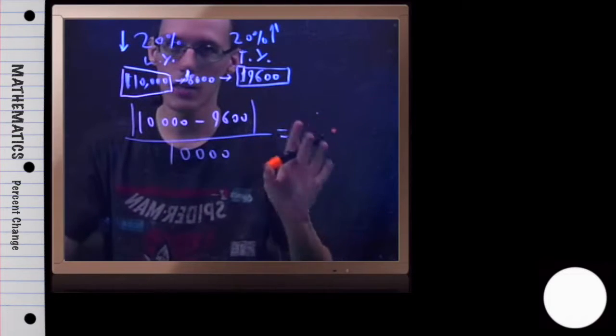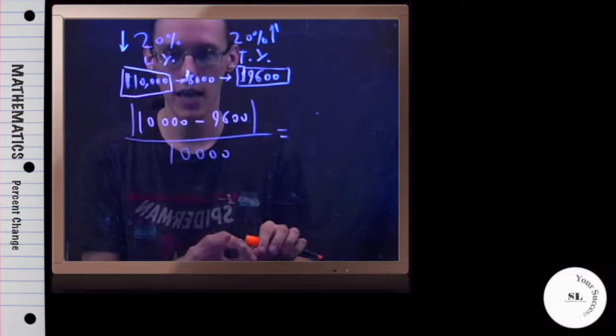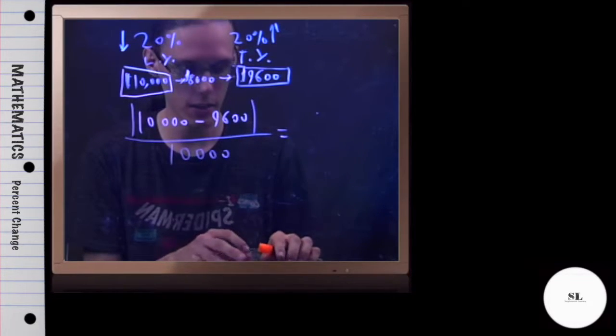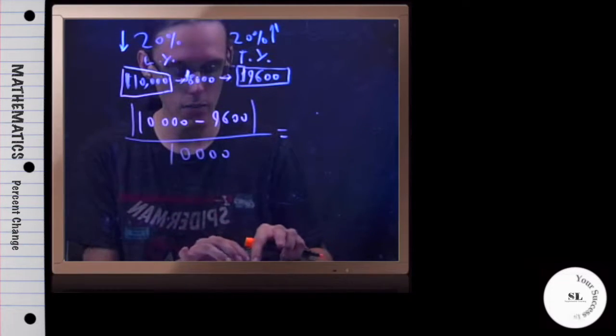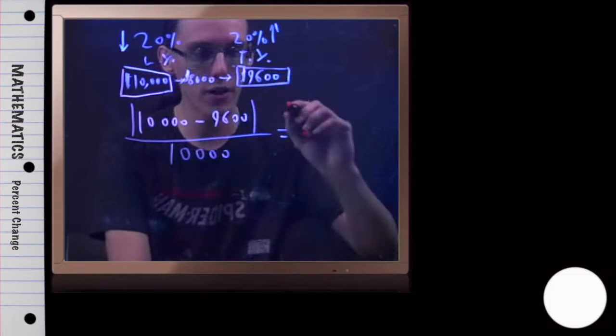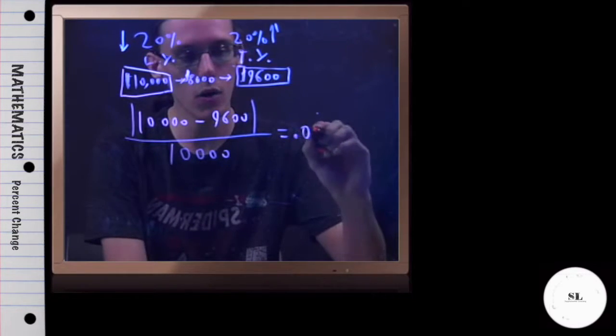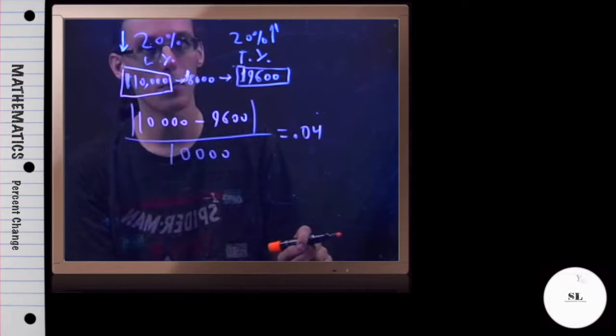So I'm going to put this in the calculator, and I'm going to put parentheses 10,000 minus 9,600, close the parentheses, and now divide by 10,000. Again, the original value. I hit enter and I get 0.04. Now, it said here to round to the nearest tenth of a percent.